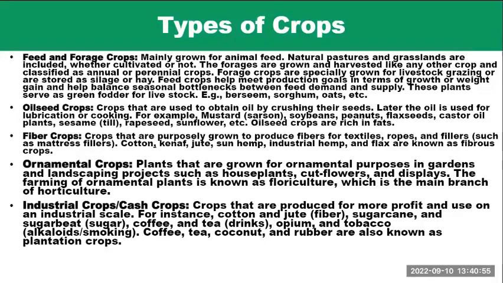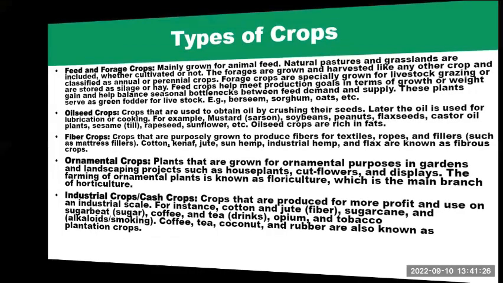Then you have industrial crops or cash crops. They are crops that are produced for profit and for industrial uses. For example, you have cotton and jute for fiber. You have sugar cane and sugar beet for sugar. You have coffee and tea for drinks. You have opium and tobacco for alkaloids and smoking. Then you have coffee, tea, coconut, and rubber. They are also known as plantation crops.